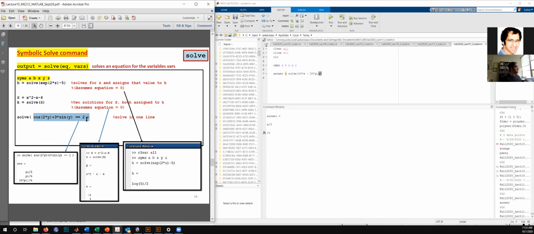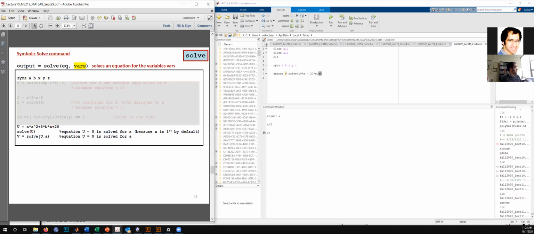This particular thing says that if the equation is written differently, you can take everything to the other side and make it equal to 0, and then you don't need to use the double equal signs. So make sure that you go through all the screenshots.